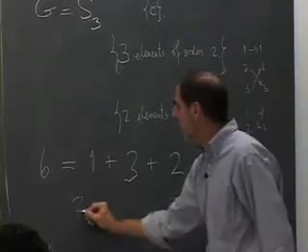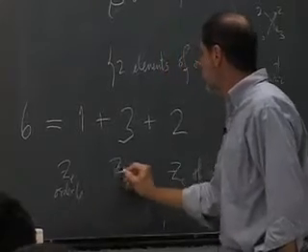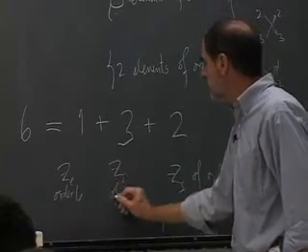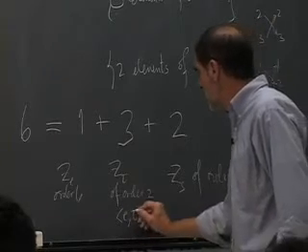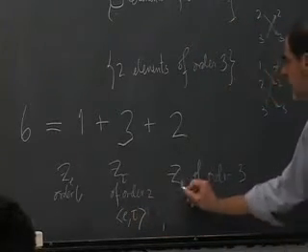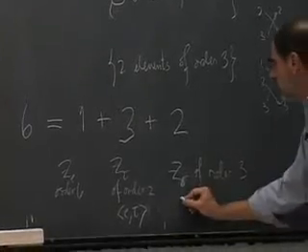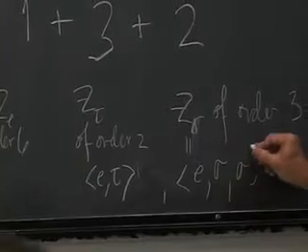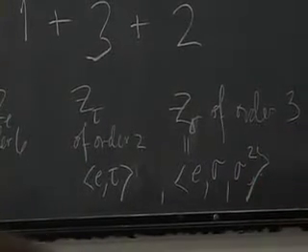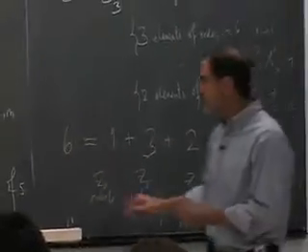Here Z(e) is of order 6. Here Z of a transposition is of order 2 and is the subgroup {e, tau}. And here Z of an element of order 3, let's call this element sigma, Z(sigma) is the subgroup {e, sigma, sigma squared}. So that's the class equation for the symmetric group on 3 letters.